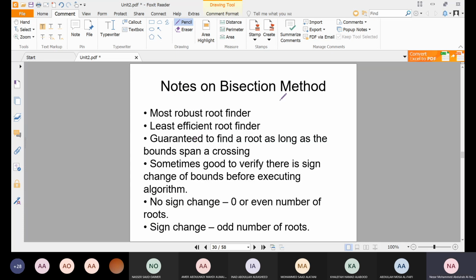So, notes on the bisection method. The bisection method is the most robust root finder, but least efficient. It is guaranteed to find a root as long as the boundaries cross the x-axis, for example, we have a change in sign. Okay, if there is no change in sign, sometimes we have 0 roots, or sometimes an even number of roots. A change in sign informs us we have at least 1 root between these boundaries.